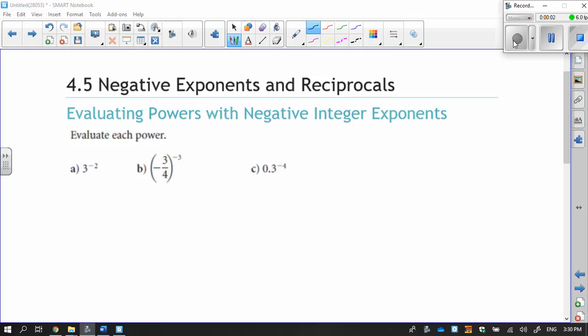Okay, this is 4.5, negative exponents and reciprocals. The nice thing is negative exponents and reciprocals is not too much different than what we were doing. I can give you an example with a piece of paper so that we can understand what negative exponents are. So if we look at a piece of paper here, there are no folds in it.